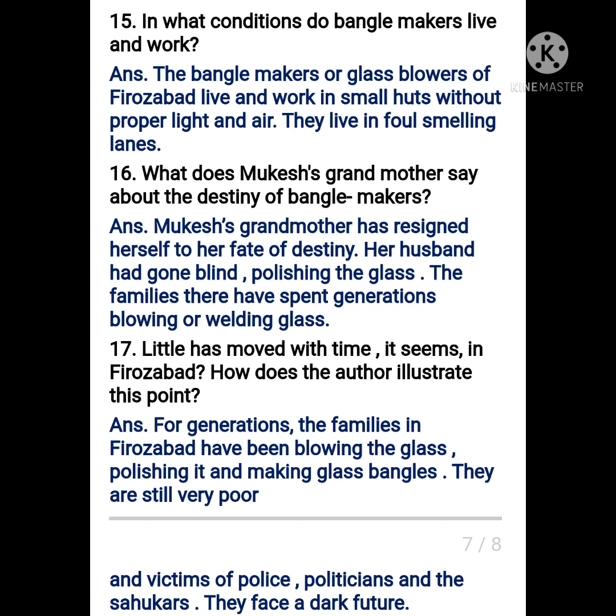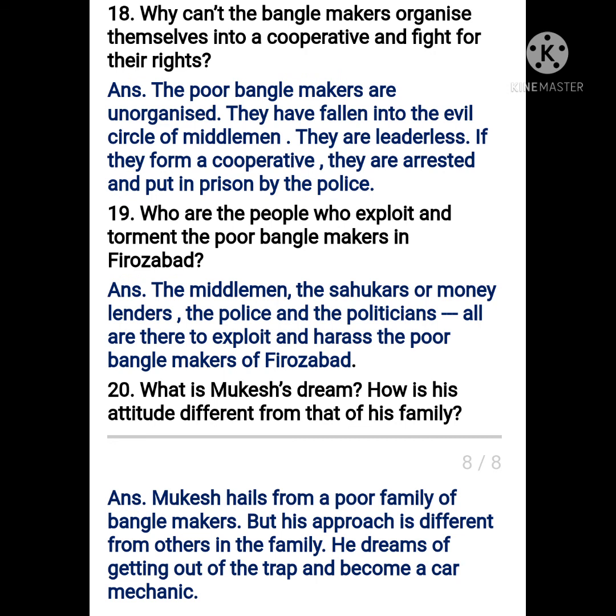Question number 17. Little has moved with time, it seems, in Firozabad. How does the author illustrate this point? Answer. For generations, the families in Firozabad have been blowing the glass, polishing it, making glass bangles. They are still very poor and victims of police, politicians and the sahukars. They face a dark future.